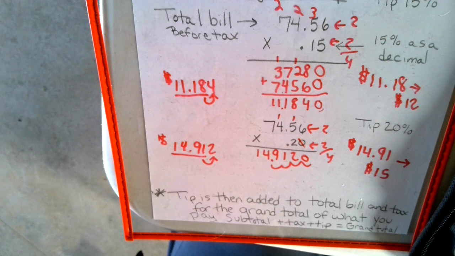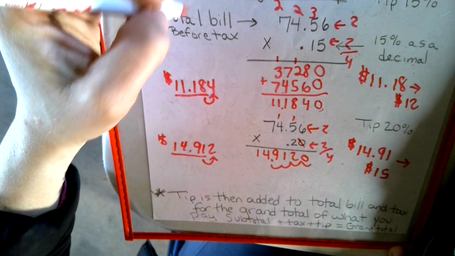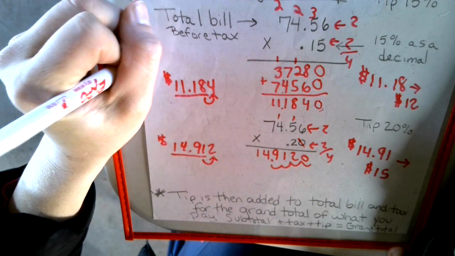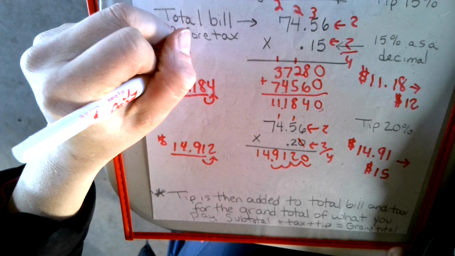Subtotal plus tax plus tip is the grand total of how much you spent for going out to dinner that night. And as always, I love math.